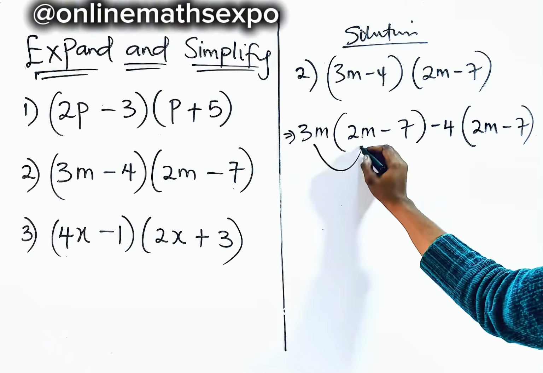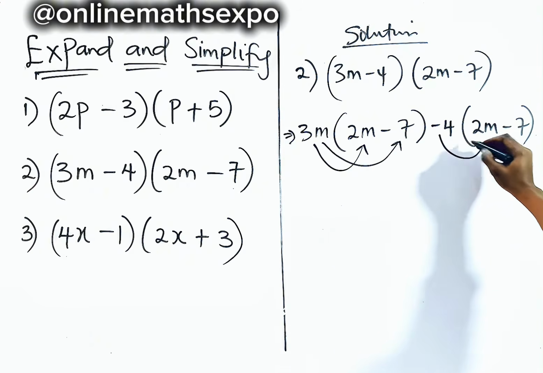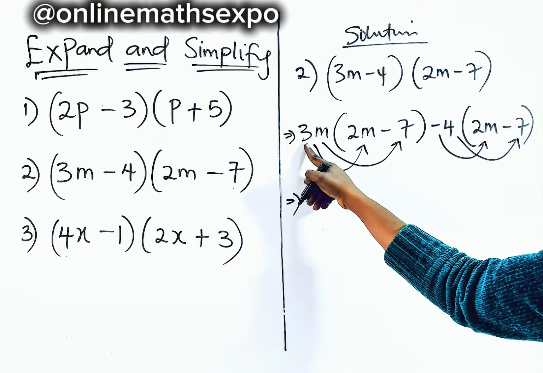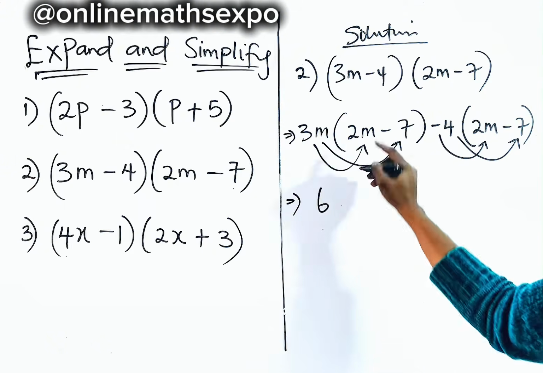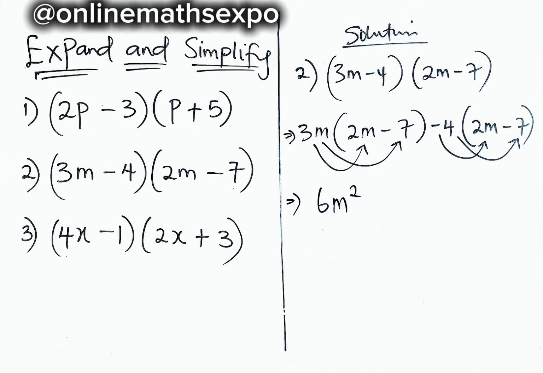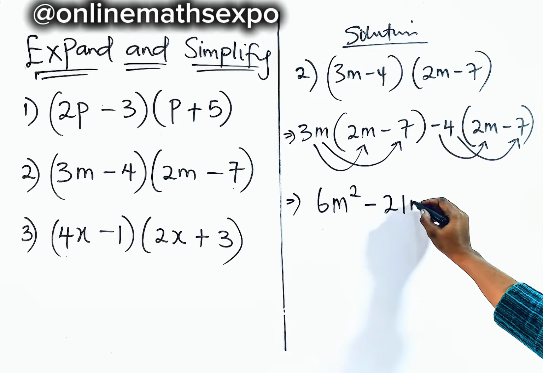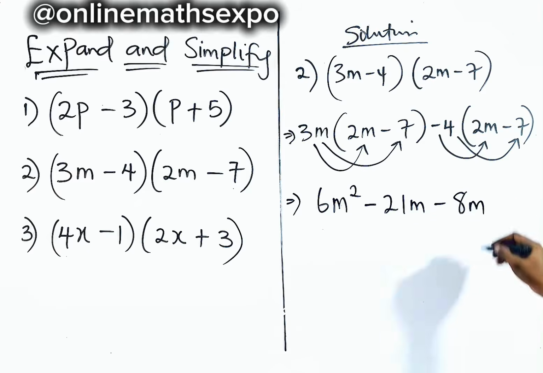So you are going to distribute like we did in the first. You also use this to distribute. Do you see? So if you do that, you are going to have 3m times 2m. 3 times 2 will give us 6. m times m gives us m squared. Now multiply this, it gives us negative 21m. Multiply this, it gives us negative 8m. Negative multiplies negative is positive. 4 times 7 is 28.